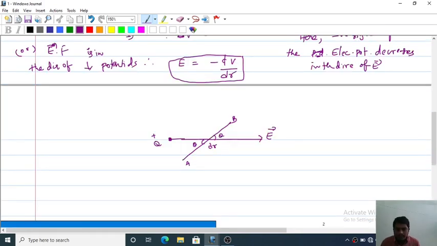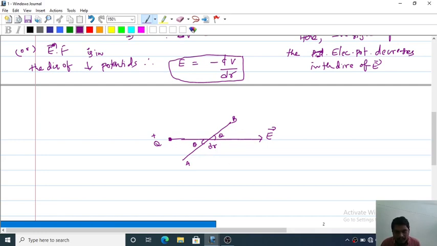Let us suppose we are displacing a charge at a certain angle with the electric field. Theta is the angle between the displacement and the electric field. You have to take the component of dr along the electric field, or opposite to the direction of the electric field. So what is the component of dr along this parallel line?